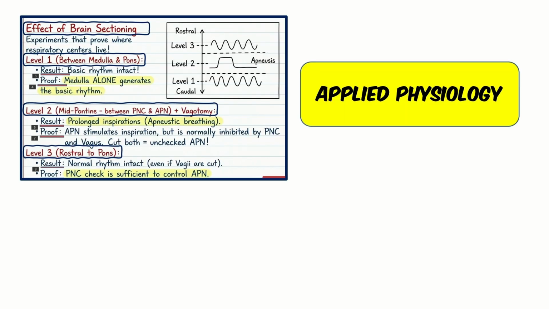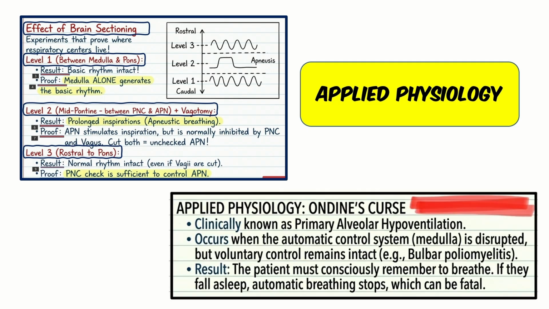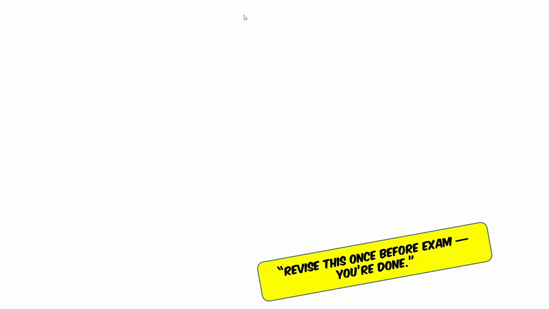Do not forget to write about the applied physiology. In this, we have written 2 points: first, the effect of sectioning of the brain, and second, Ondine curse. Now revise this topic before the exam and you are done.